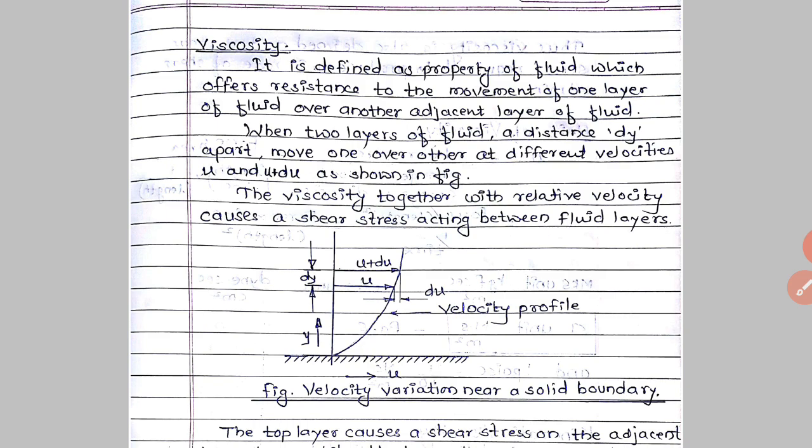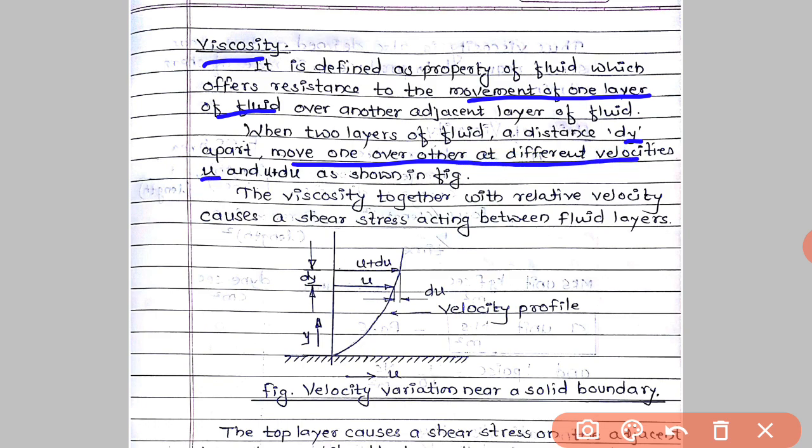So, what is viscosity? Viscosity is defined as the property of fluid which offers resistance to movement of one layer of fluid over another adjacent layer of the fluid. That is, when two layers of the fluid at distance dy apart move over one another at different velocities, say u and u plus du, as shown in the figure. See, in this figure, velocity variation near a solid boundary is shown. This is the x-axis and this is the y-axis.